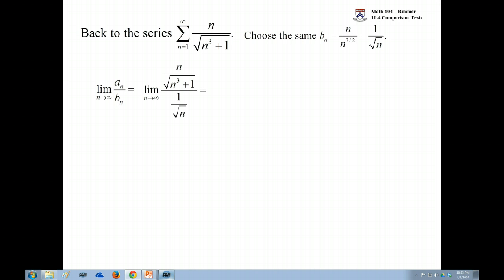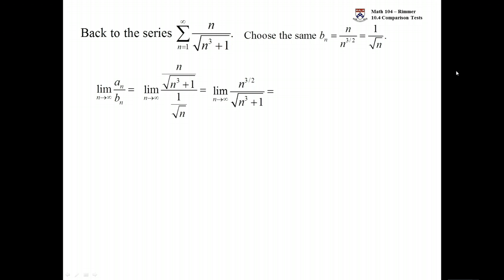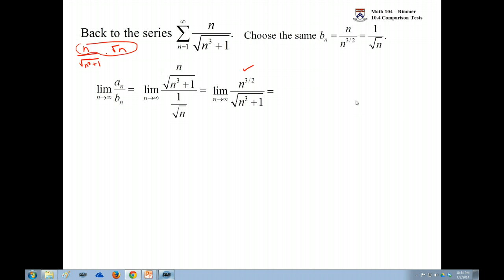The algebra is going to get a bit messy here, but we can do it. Just be careful. When you go to multiply by the reciprocal, you're taking n over root n cubed plus 1 and multiplying it by root n. These combine to give you n to the 3/2 in the numerator. Okay, great. Now we need to see what this limit does.